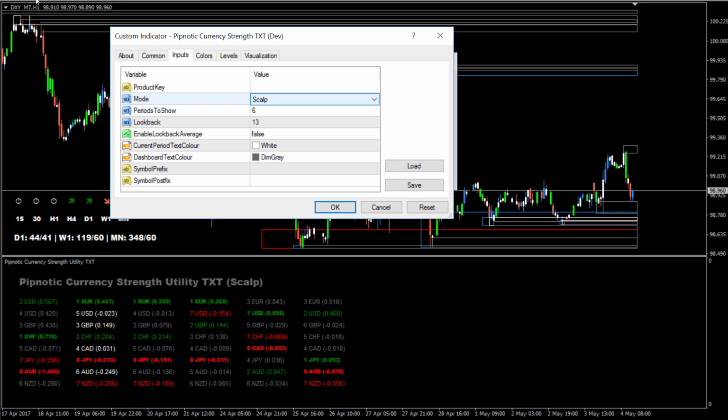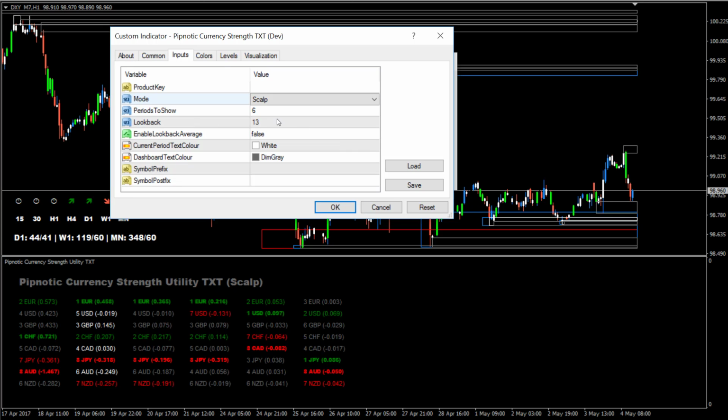Okay, so the indicator works in 4 different modes. We have very short term, short term, medium term, and long term. And so if you're a short term trader, you like a little bit of action, put it on the scalp setting like that. Then we have periods to show, 6. This simply shows 6 periods, 1, 2, 3, 4, 5, 6. So we're looking at 6 different time frames. So this is the 1 minute, 5 minute, 15, 30, 1 hour, and 4 hour. So this is showing us a really nice selection of information.